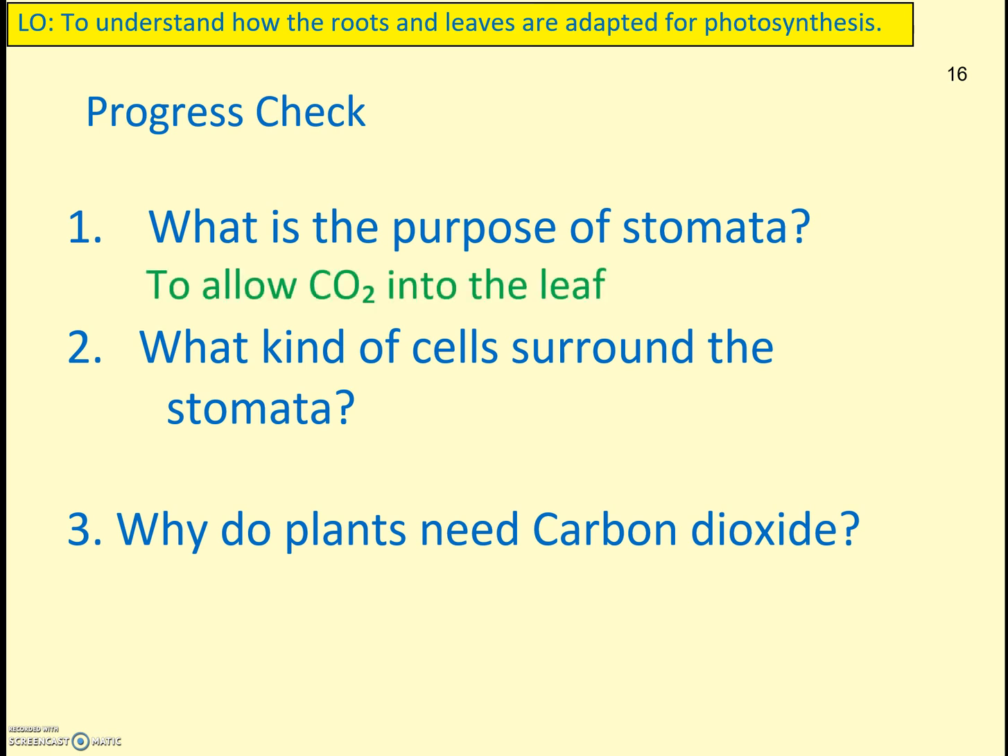Hopefully, you would have learnt that the purpose of the stomata is to allow CO2 into the leaf. The kind of cells that surround the stomata are known as guard cells. And plants need carbon dioxide in order for photosynthesis to take place.